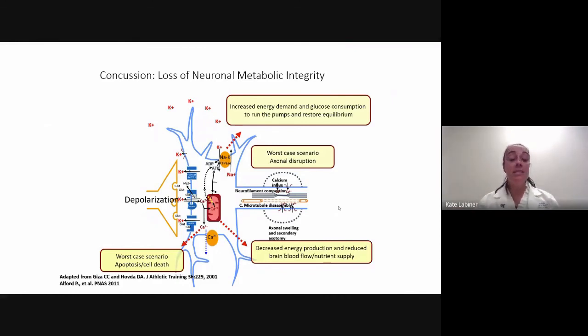That leads to problems in the neurons re-equilibrating themselves, helping them to heal. And a worst case scenario is axonal disruption, which would be right there. You could get an actual tear in an axon, or even cell death, if they can't get the energy and the nutrients that they need in order to compensate for that metabolic change that happened because of the injury.